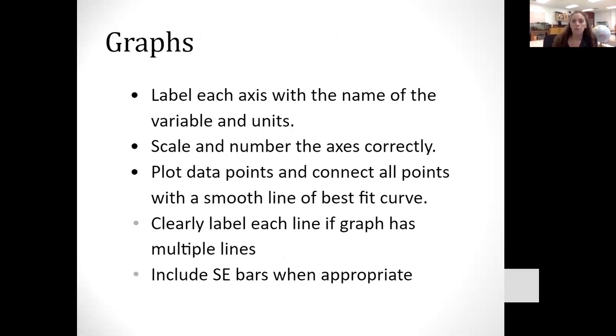Next, graphing. Make sure you are labeling both axes. The axes need the name of the variable, the units, and numbers, and the numbers should be scaled correctly. Make sure that when you're plotting your data points that you're connecting all points. If it's a line graph, don't just leave dots. Sometimes you'll make bar graphs, and there's a fly in here. But if it's a line graph, make sure you're connecting all your points. Make sure to clearly label each line if the graph has multiple lines. And then include standard error bars when appropriate. And again, standard error bars are something we'll get to later next week. We'll get to those.